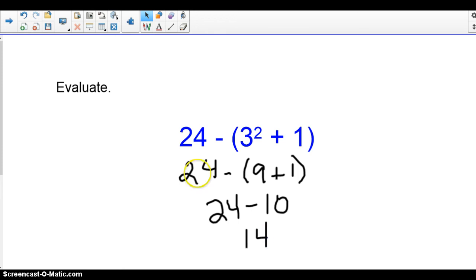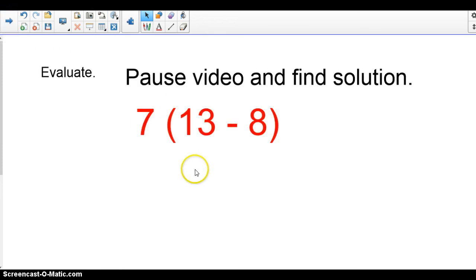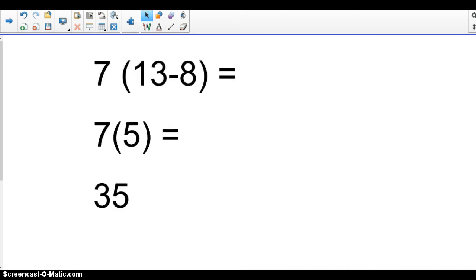Now it's your turn. I'm going to give you a problem, and I'd like for you to pause the video and find this solution. And once you find the solution, I want you to hit play, and then in the next slide, I'm going to give you the answer to this problem. So go ahead and take a moment to work out this problem and put it in your notes.